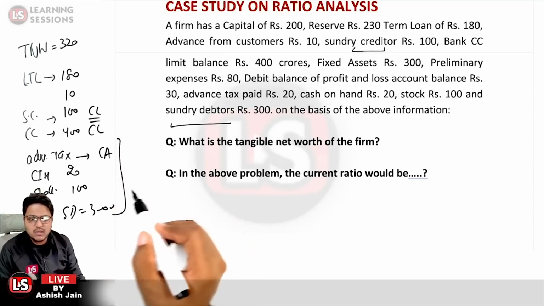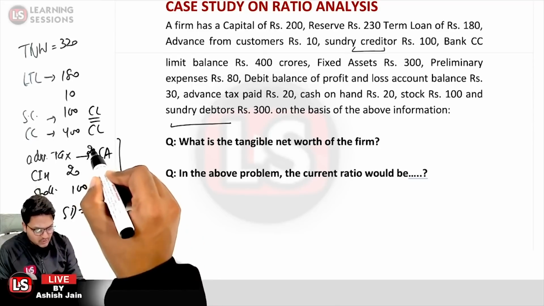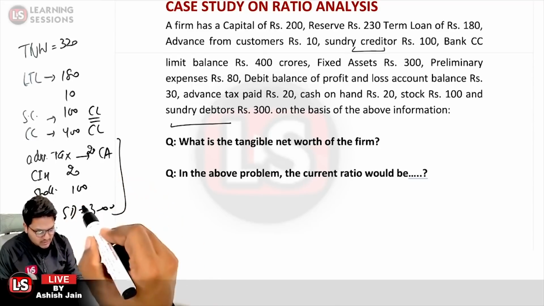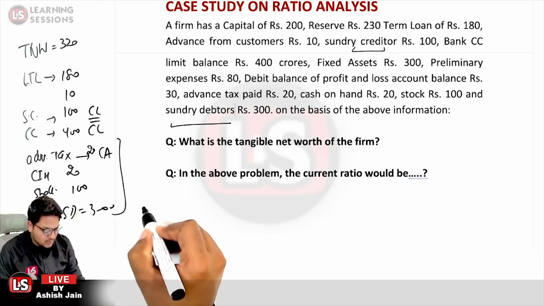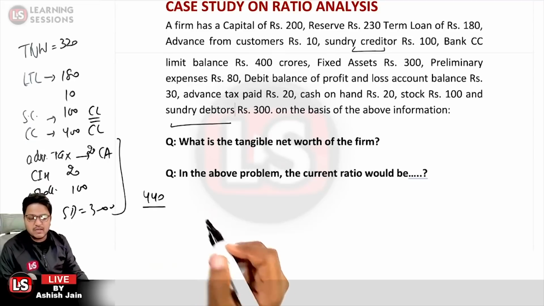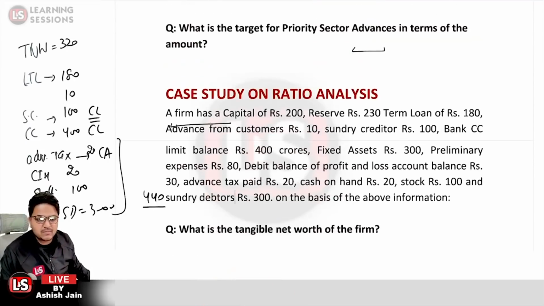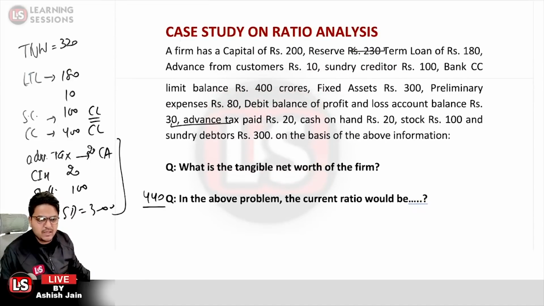So what is the sum total? The advance taxes were amounting to 20. So 20 plus 20, 40, plus 100, 140, plus 300, that is equal to 440. So current assets are 440. And what is the amount related to the current liabilities? What were the different components we just checked in current liabilities?